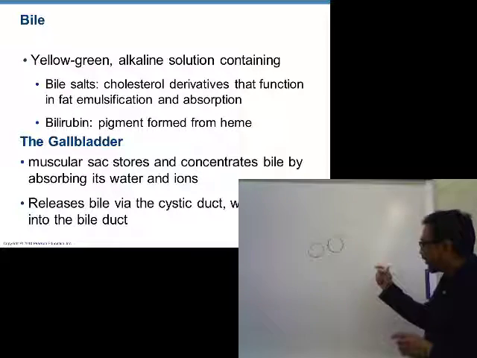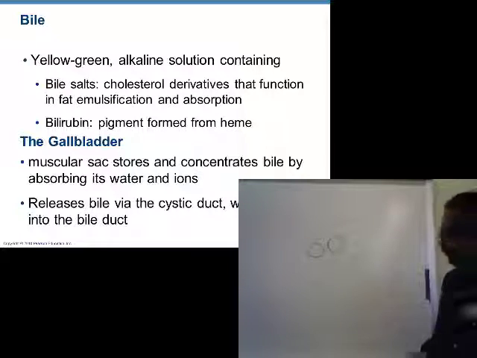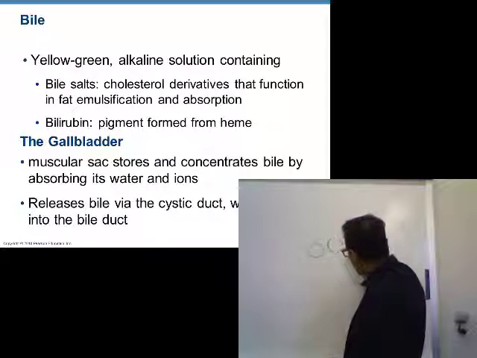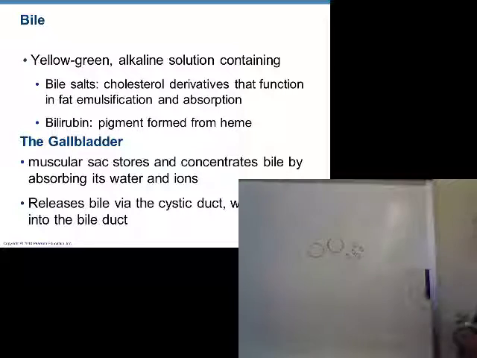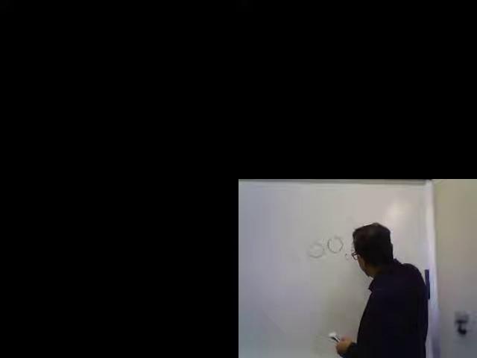Now bile salts, you see here, after the fat is broken into small pieces, what happens? Bile salts again get attached to the surface of these small fats and make them water soluble.